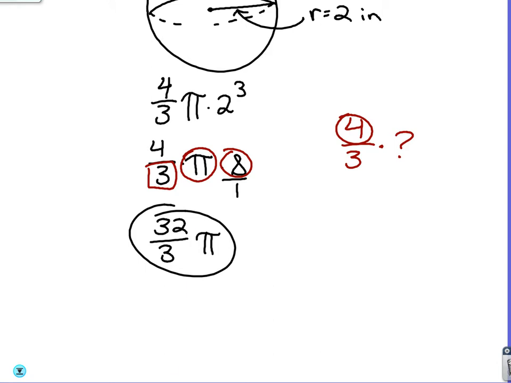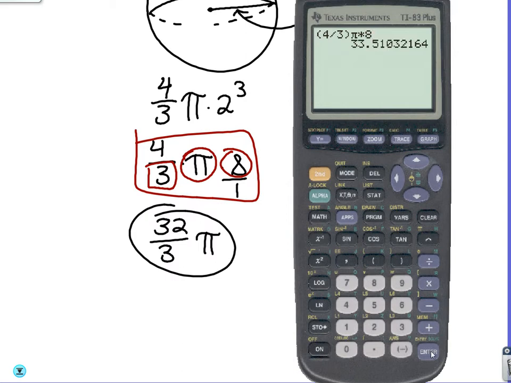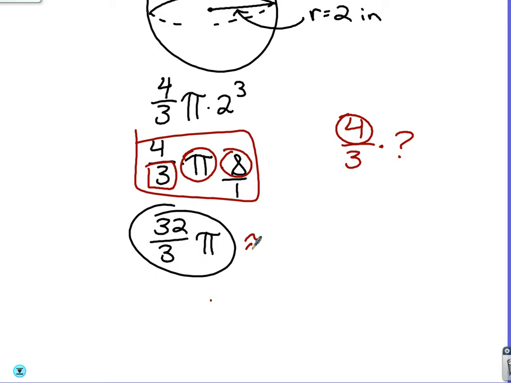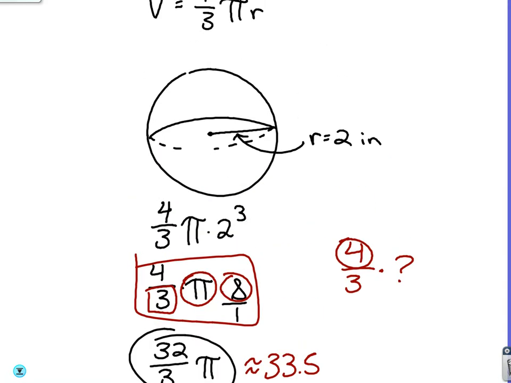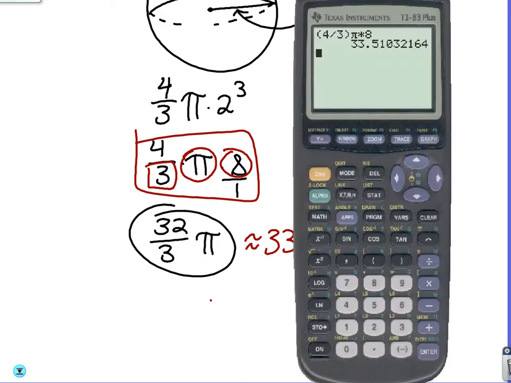But now, if you're using one of these, you can type this whole thing in. You're going to go 4/3 in parentheses, 4 divided by 3, just to be safe. 4/3 pi times 8. So about 33.5. And that's in, since this is volume, we're filling, that's in inches cubed. Right here. 4/3, I do 4/3 in parentheses, pi, then times 2 to the 3rd power would be 8.